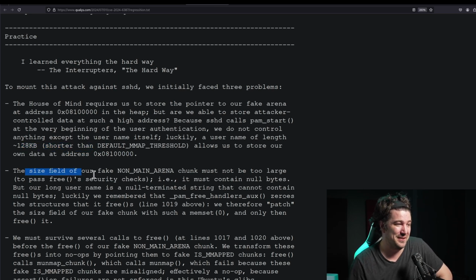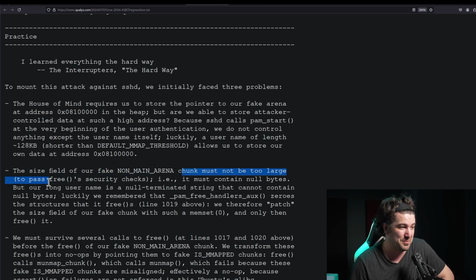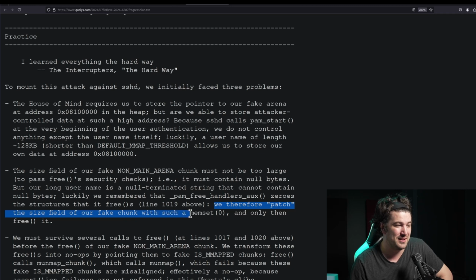The size field of our fake non-main arena chunk must not be too large to pass free's security checks. It must contain null bytes, but our long username is a null terminated string that cannot contain null bytes. Luckily, remember that PAM free handler's auxiliary zeros the structures that it frees. We therefore patch the size field of our fake chunk with such a memset 0 and only then free it.